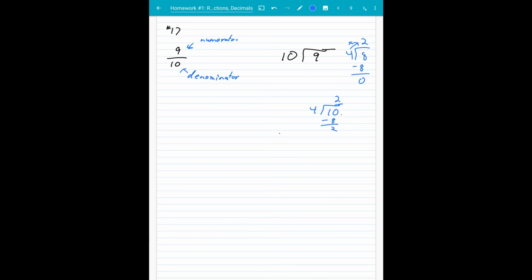What we do now is we introduce a decimal at the end, stretch this out a little bit, and line up the decimals right here. We add a 0 on the end of the decimal because remember we could add as many zeros as we wanted. Bring down the 0. 4 goes into 20 5 times. 4 times 5 makes 20 and 0. So 2.5 is your answer.